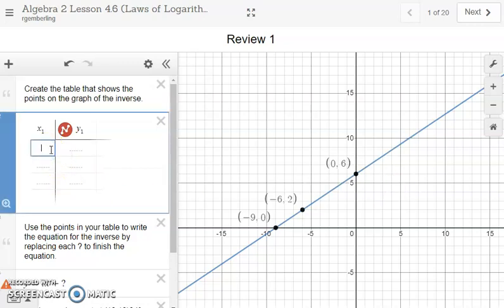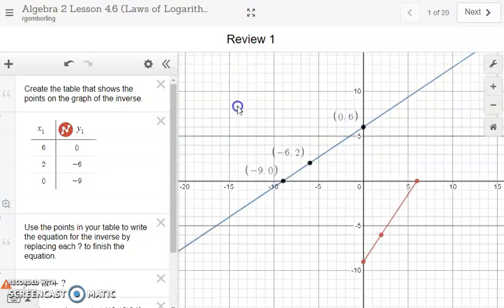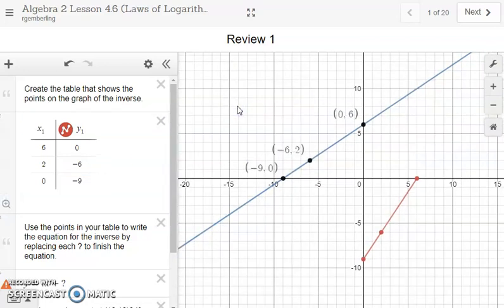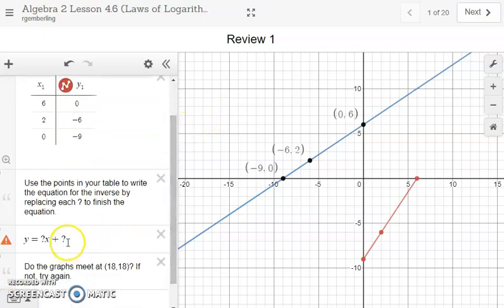So (0, 6), its inverse would be (6, 0). For (-2, -6), 2, its inverse is (2, -6). For (-9, 0), its inverse is (0, -9). So notice that the points are all forming another linear function. So if you determine the slope and the b value, or the y-intercept, correctly, again, those 2 graphs should intersect at 18, 18.